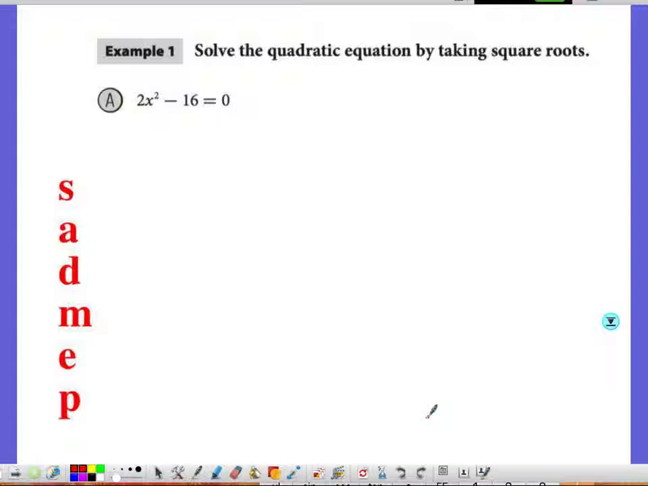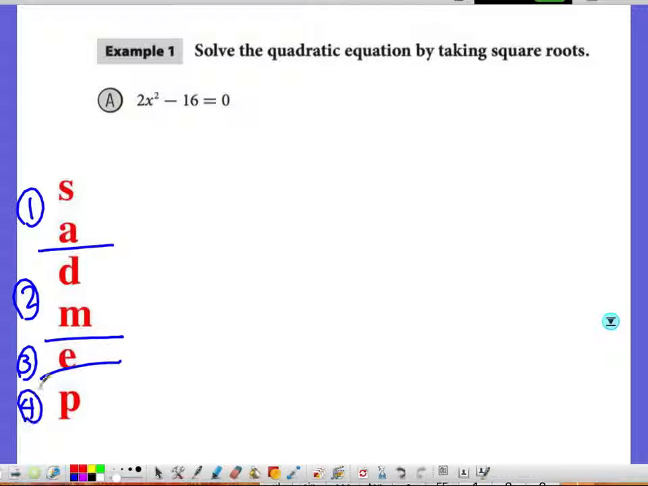So now what we want to do is solve the quadratic equation by taking square roots. So now we have equations where we need to solve for x. So again, here we have PEMDAS, but it's in reverse order, where the first level we need to look for addition or subtraction, second level is multiplication or division, third level is exponents, and finally parentheses is last.